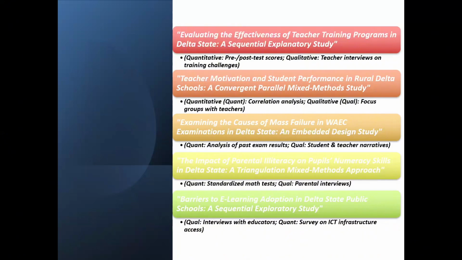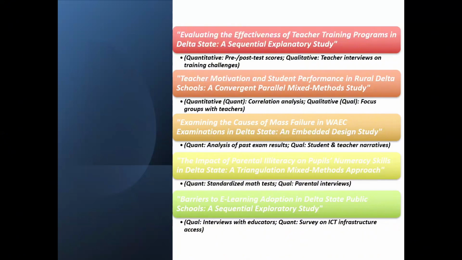For the quantitative, we are going to do correlation analysis, but for the qualitative, it's going to be focus group with teachers. So, examining the causes of mass failure in WAEC exams in Delta State. The quantitative is analysis of past exam results. What's the qualitative aspect? We want to get narratives, interview both the students and teachers, what they feel may have caused the mass failure in Delta State.